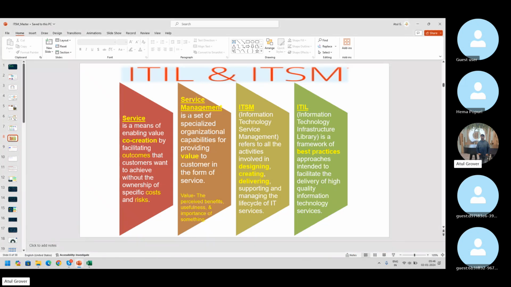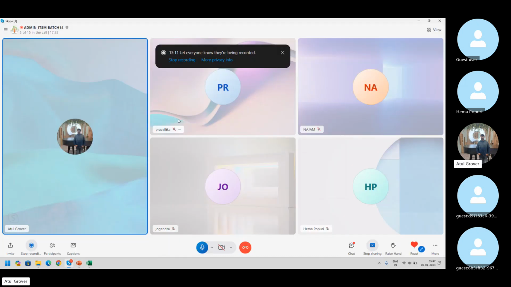Now, what is ITSM? IT stands for information technology and SM stands for service management. It says that all the processes, all the activities, starting from designing, creating, delivering that particular service, is called IT service management, not IT management, IT service management. If I say, okay guys, let's do one thing, let's open a restaurant.